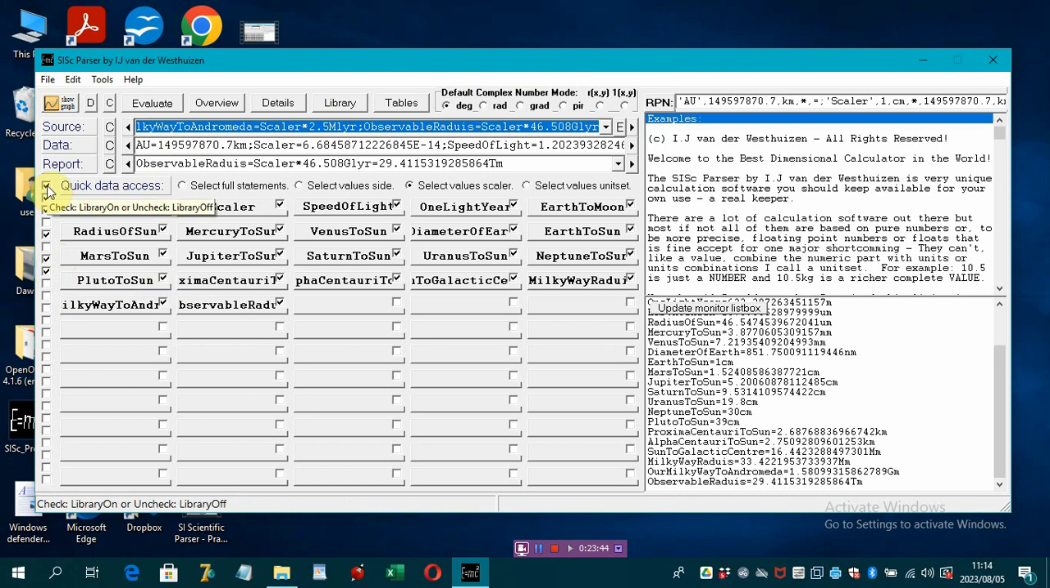Oh yeah, there it is. I don't know why I didn't see that. Check is library on, uncheck. You can see it at the bottom. Look at the bottom left on the bar. Check is library on and uncheck is library off. So the library is active now. So that's why it understands some of the units like miles and things.